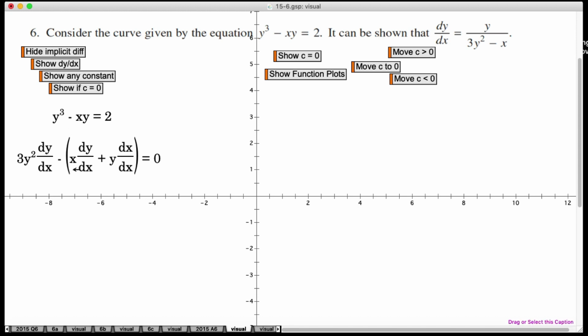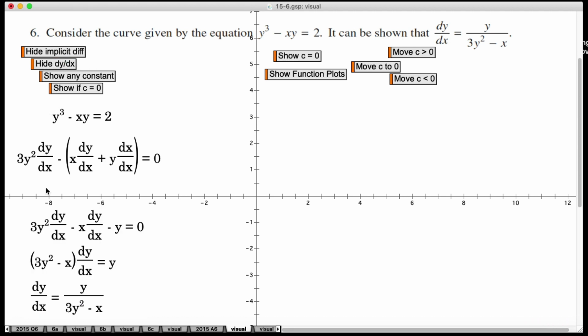So the whole idea is get your dy/dx terms together. This is 1, so don't get confused there. I just distributed the negative through first, and then I go ahead and bring my dy/dx terms, these two terms of dy/dx. So I get 3y squared minus x, and I brought this y to the other side, added y to both sides. So dy/dx, you just divide by this. And you see I get the same thing that they gave us, which is good.